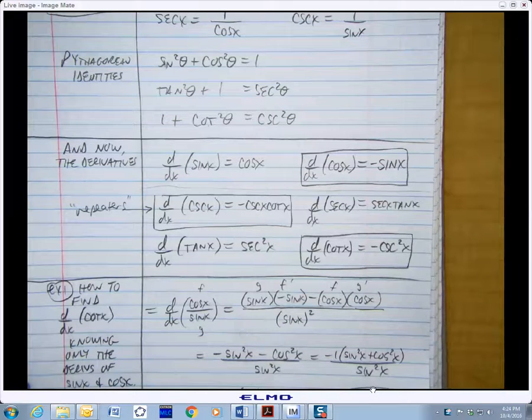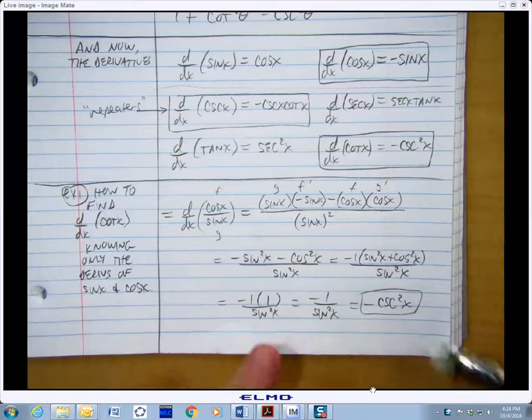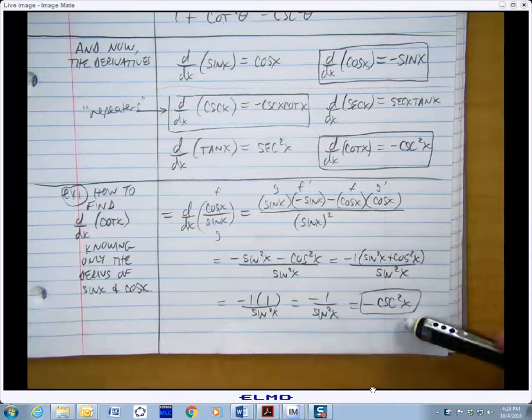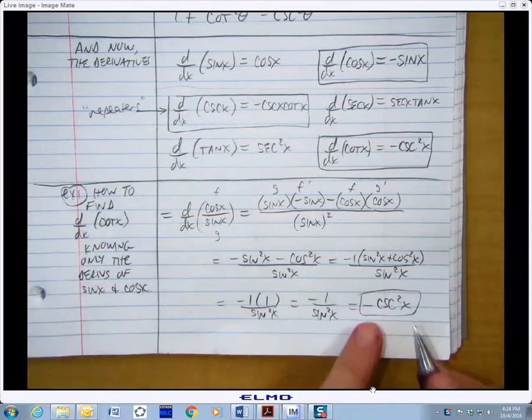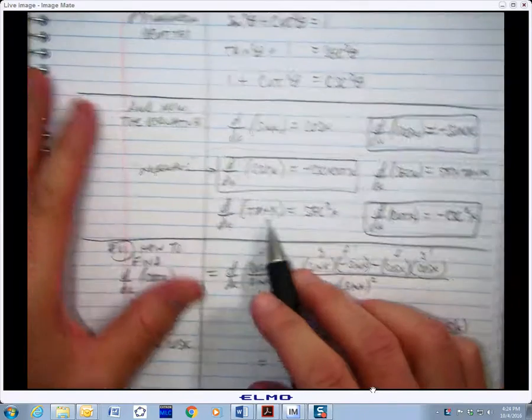Okay, here we go with round two. So we left off with a little derivation, if you will, of a derivative. A derivative derivation. So we found out how to find the derivative of cotangent of x. I think you could probably imagine us doing that for tangent of x.